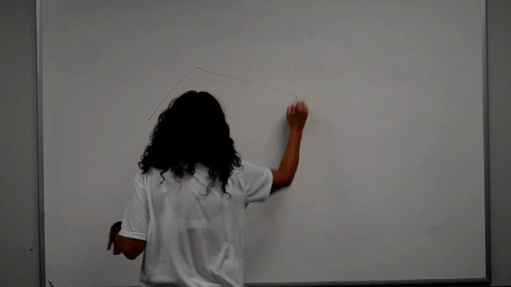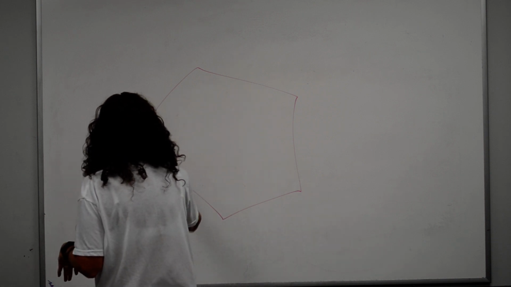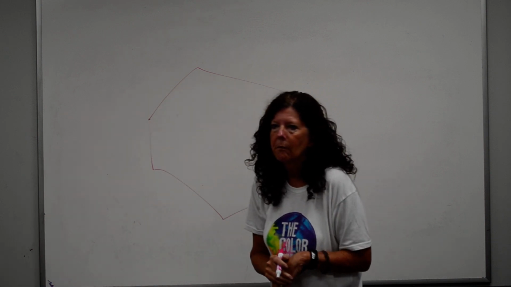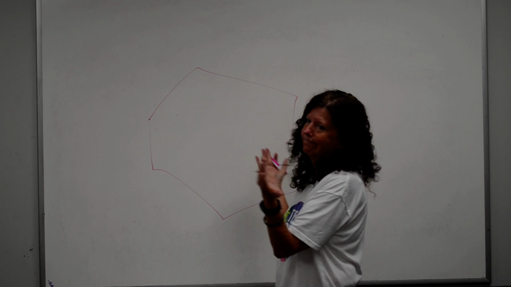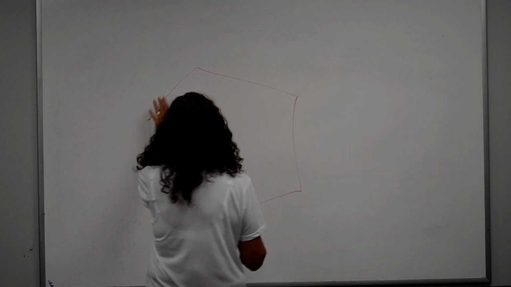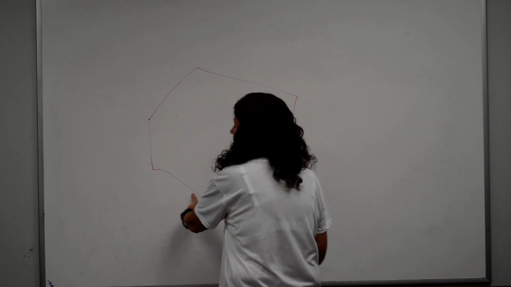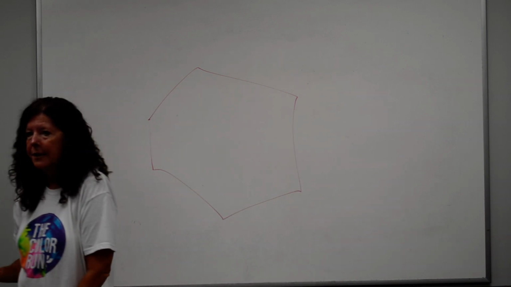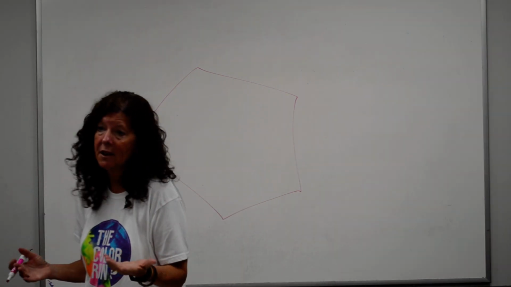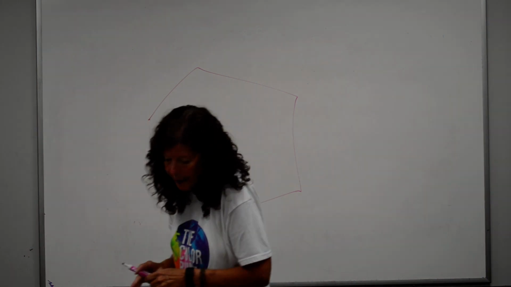So, that's a polygon. It's not a regular polygon because all the sides are different, but I could count up 1, 2, 3, 4, 5, 6. This is a hexagon. It's not a regular hexagon, but it's a hexagon because it's a 6-sided figure.